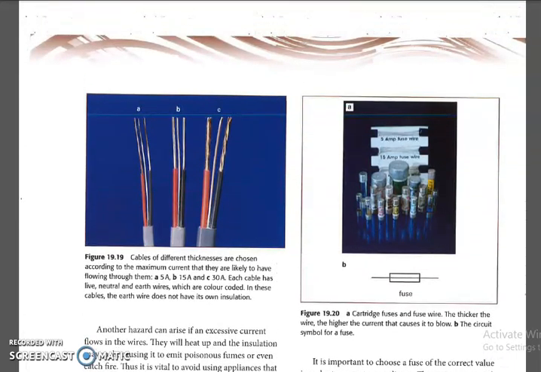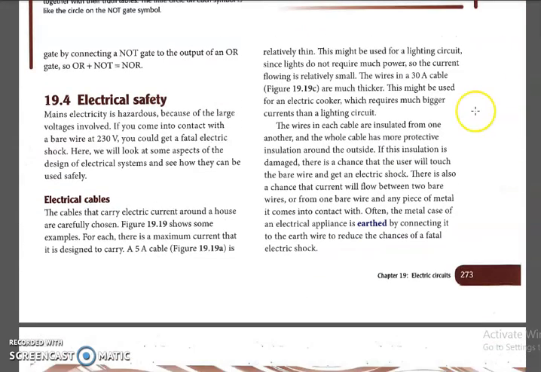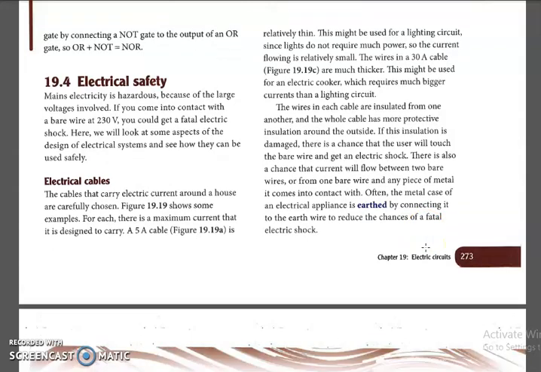Here it is described that the metal case of an electrical appliance is earthed by connecting it to the earth wire to reduce the chance of a fatal electric shock.